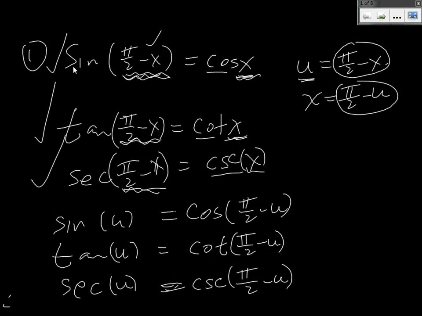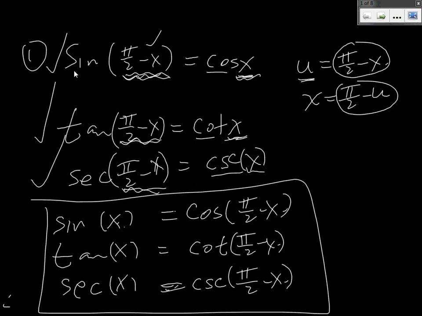Now u is just a dummy variable. I can call all the u's whatever I want. And for right now, I like to call them x. All the u's are x's. And I get three other relationships between cofunctions.